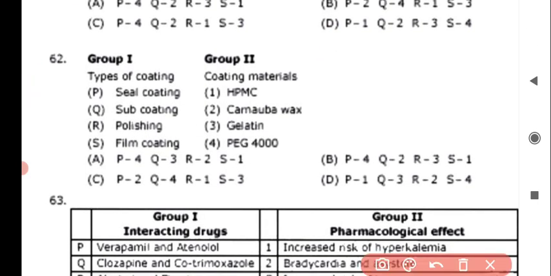Then in the next question, group 1 contains the types of coating and group 2 contains the coating material. For the first type of coating, seal coating, the correct answer is option number 4, that is PEG 4000. Then for subcoating, the correct answer is option number 3, gelatin. For polishing, the correct answer is carnauba wax. And for film coating, the correct answer is option number 1, HPMC, hydroxypropyl methyl cellulose. So the correct answer is option number 4.